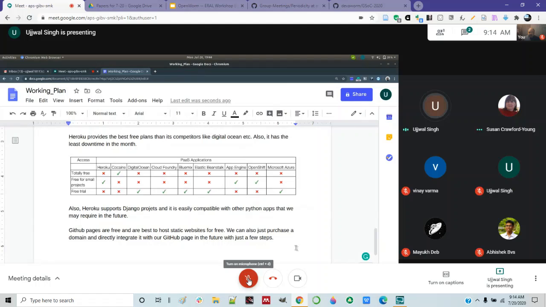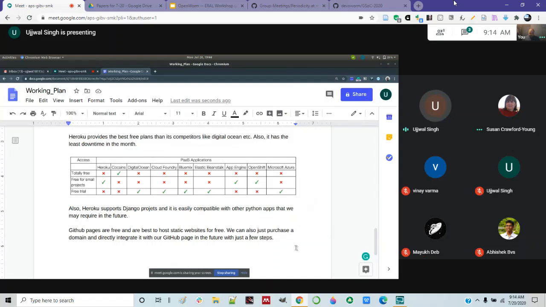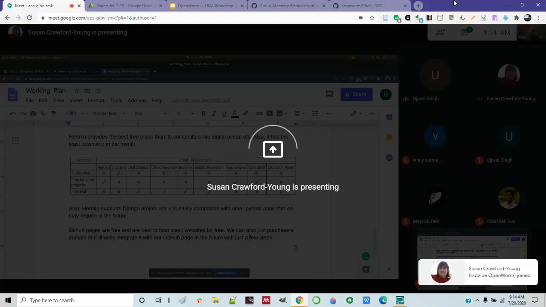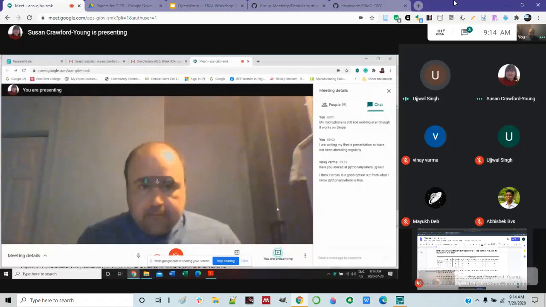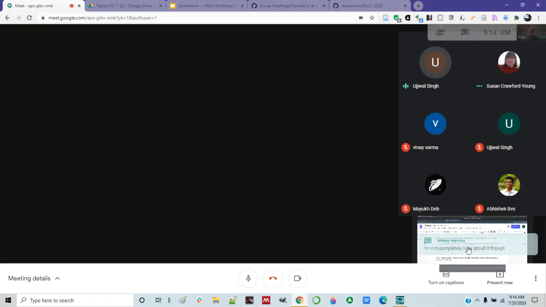And GitHub Pages are the best static servers to host your websites. All around the world, people host their portfolios and all these things on GitHub Pages. Downtime is very low. I think it's very rare to get downtime here. And we can also purchase a domain and directly integrate it with our GitHub page in future.